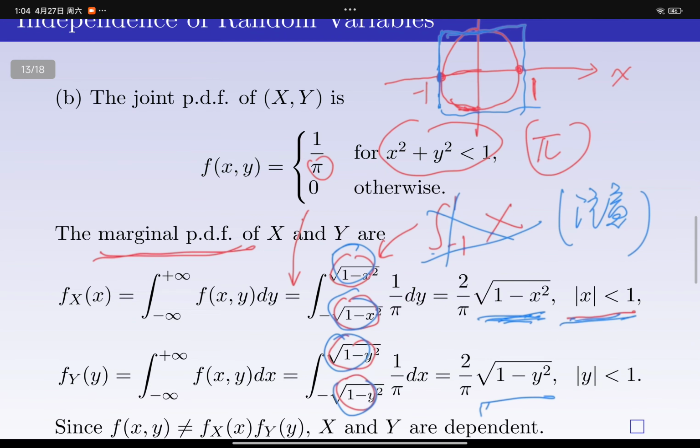The marginal is what? Okay, let's pay attention to that. It's not about the minus 1. It's just about b, represented as x.